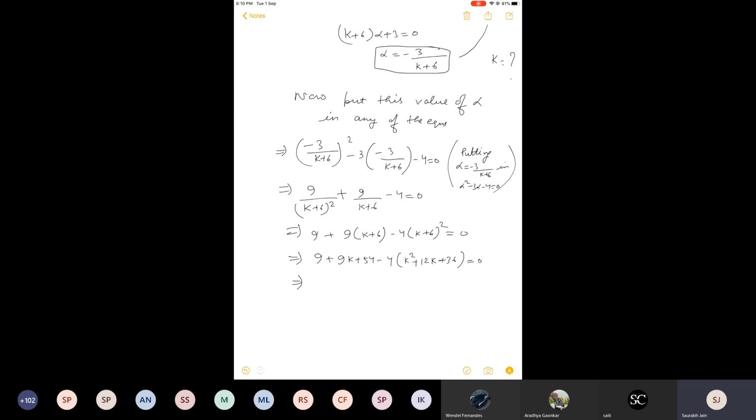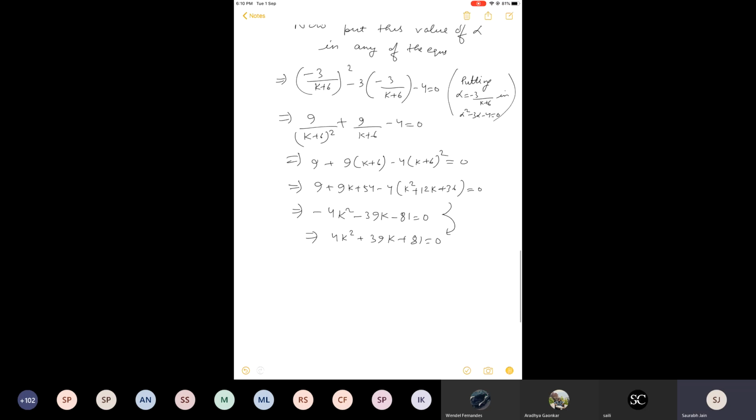So now I'm simplifying this. It is minus 4k square minus 48k, and 9k will be minus 39k. And what about this? Minus 144 plus 54 is minus 90, minus 81. So this is minus 4k square minus 39k minus 81. This is what will be remaining after simplifying.